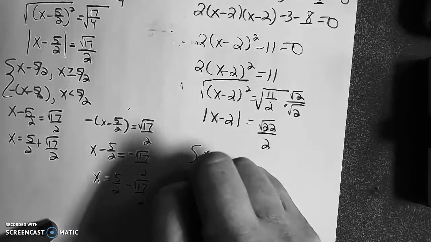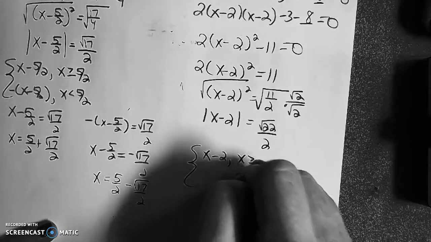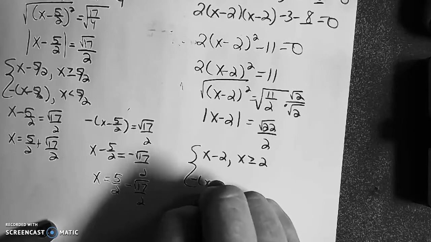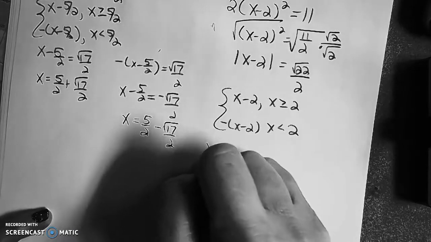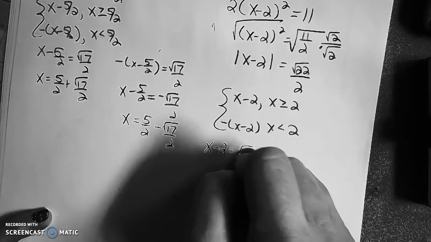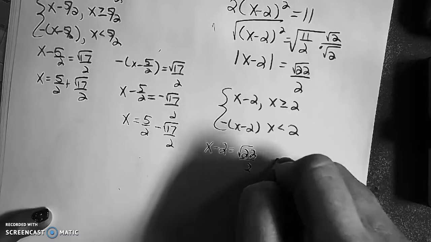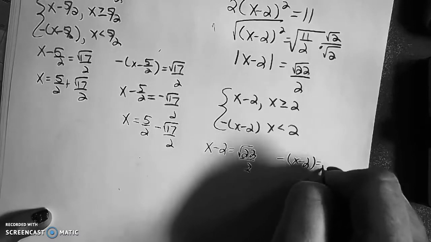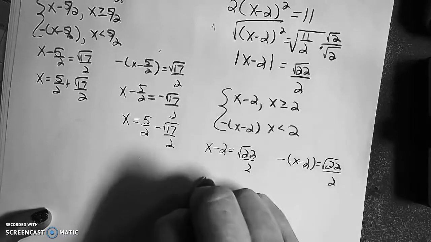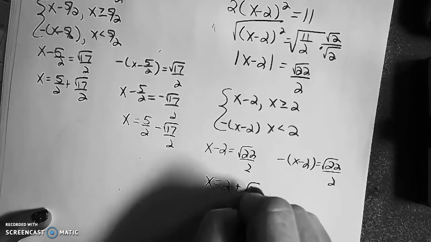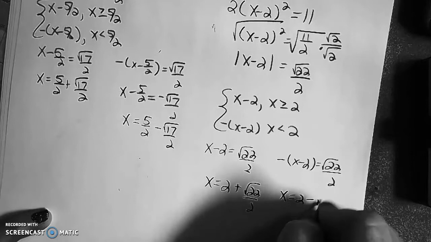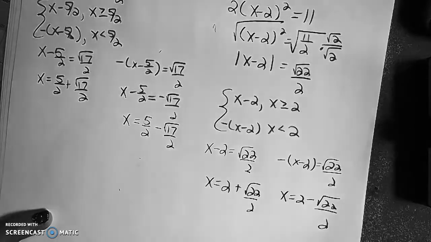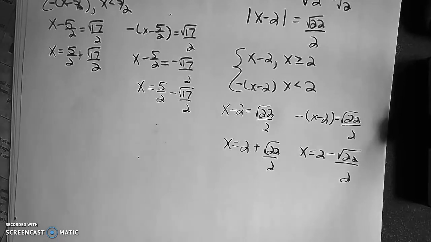I'll need a piecewise because I do know that absolute value has 2 pieces to it. And I use my piecewise to write my 2 equations. X minus 2 equals root 22 over 2. And the opposite of x minus 2 equals root 22 over 2. And I know my solutions will be conjugates of each other.